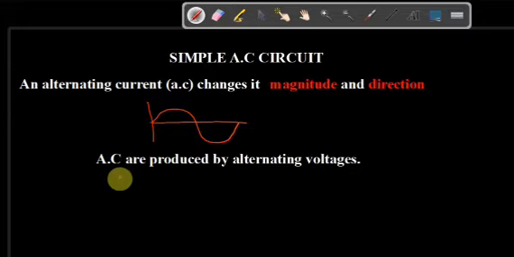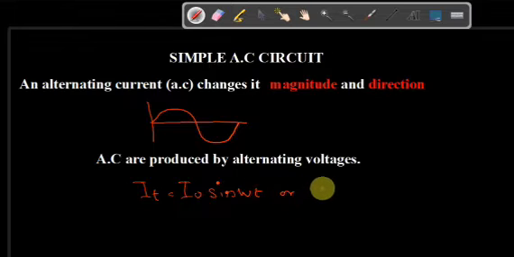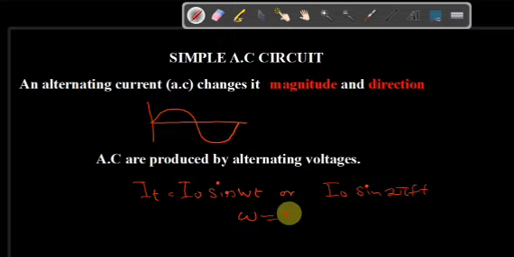So AC currents are represented by this. Now, unlike DC current, AC currents are represented in terms of time. For example, the current through an AC circuit is given as I(t) equals I naught sine omega t, or I naught sine 2 pi f t. This is because omega, the angular speed, is equal to 2 pi f.